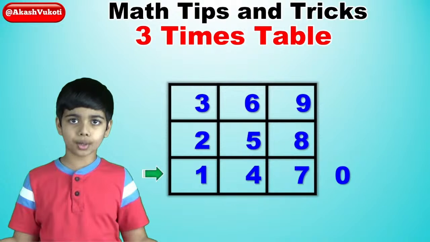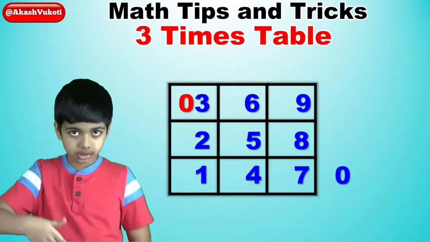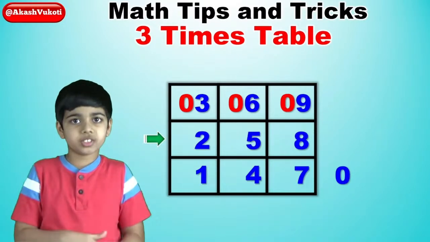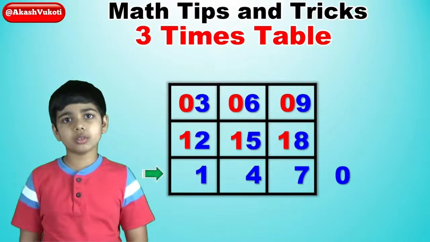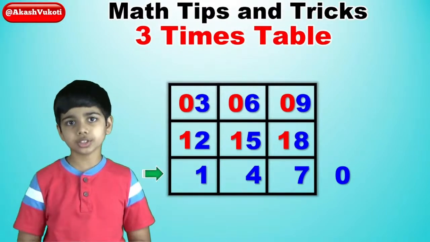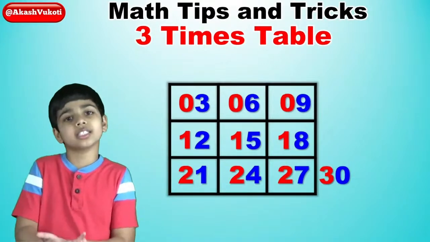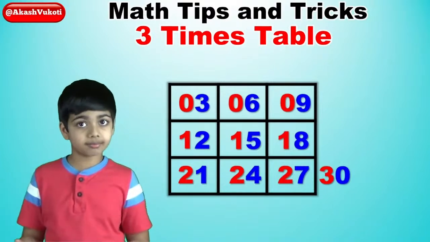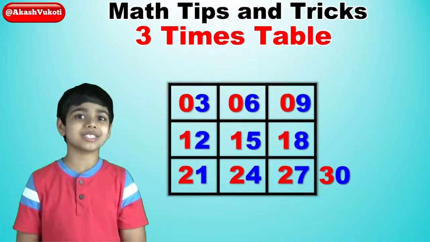For the tens digits in the top row, we write 0. So 0, 0, 0. For the tens digits in the middle row, we write 1. So 1, 1, 1. And then for the bottom row, tens digits, we're going to write 2. 2, 2, 2. And then we write a 3 next to the 0 to get 30, which you may know is 3 times 10. And now you have the 3 times table.